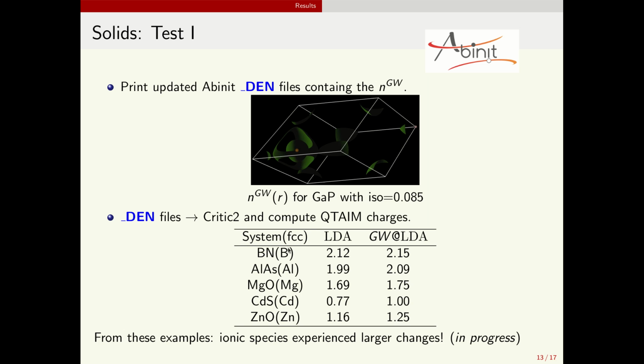where the charge of the atom in parentheses is given here. And for this particular test, we notice that in the case of ionic species, they experience a larger change in the charge compared to covalent ones.